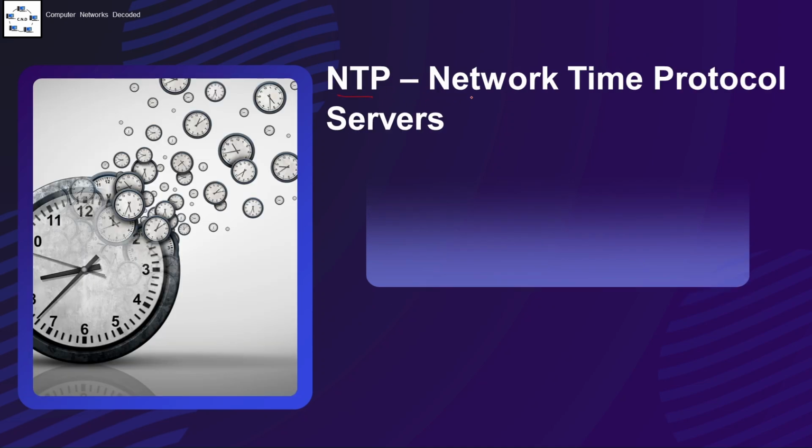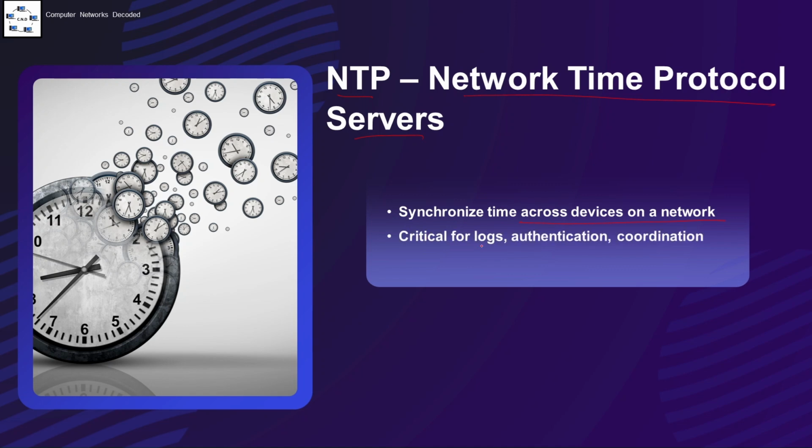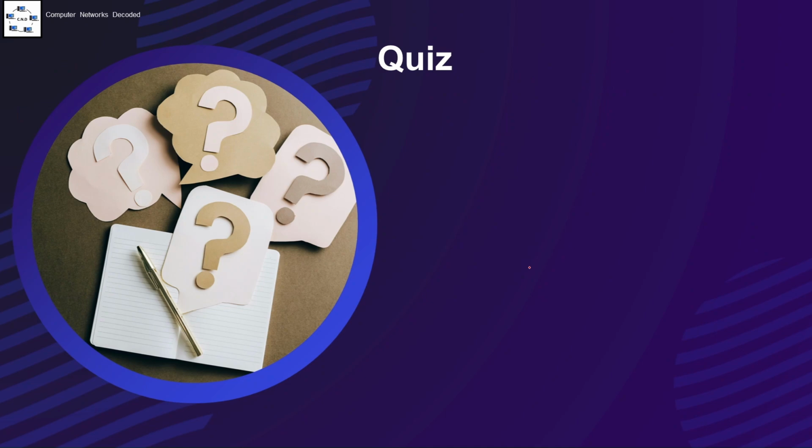Next is the NTP, that is Network Time Protocol servers. So these servers basically synchronize time across all the devices on the network. So it is very important that all the devices on the network have the same time inside their devices or services. And it is critical for services, specifically for logs, authentication, and coordination. And NTP uses the UDP protocol on port 123.